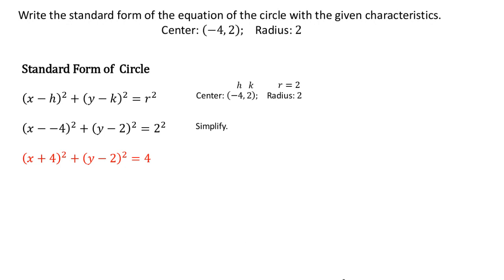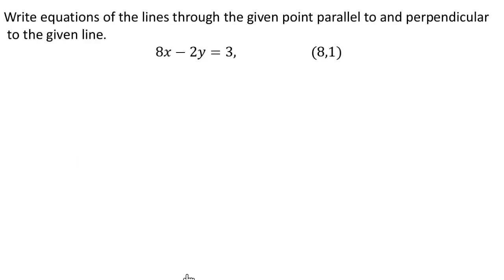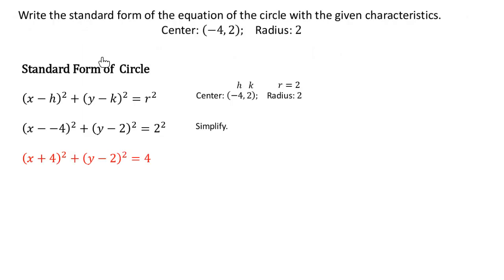Okay, so we did it. They wanted us to write the standard form of the equation with these characteristics. So we have (x plus 4) squared plus (y minus 2) squared is equal to 4. Okay, any questions?